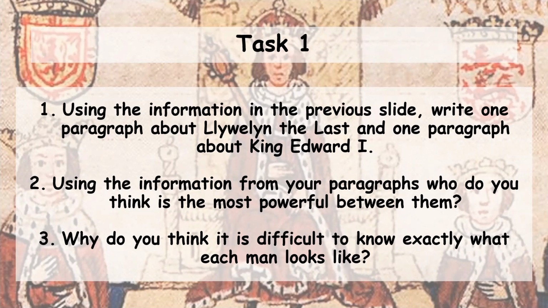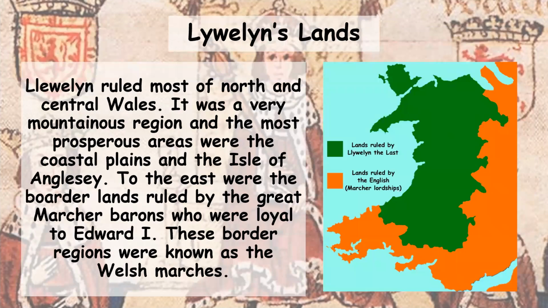Right, you should be back now from doing that task. So we're going to move on to Llywelyn's land. Llywelyn ruled most of North and Central Wales. As you can see, he rules quite a lot of Wales. It was a very mountainous region, and the most prosperous parts of Wales were around the edges, around the coastal parts, and the Isle of Anglesey. So you can see why someone would want to rule these lands.